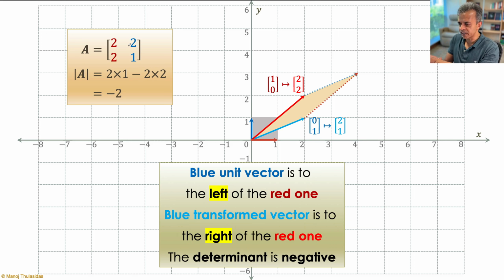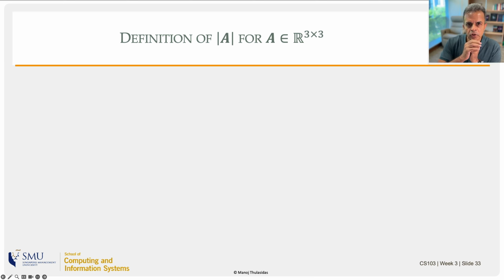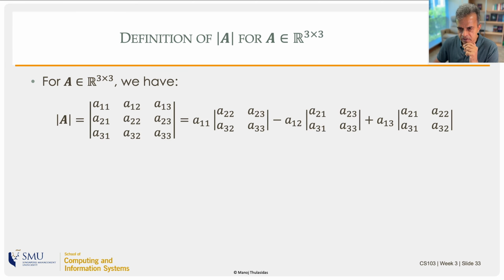So if one vector, when transformed, has to cross over the other vector, when transforming unit vectors, of course, then the determinant will flip sign. Moving on to a 3 by 3 matrix, we define its determinant in terms of 2 by 2 subdeterminants within.